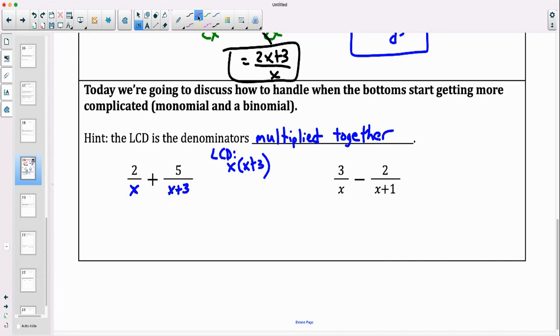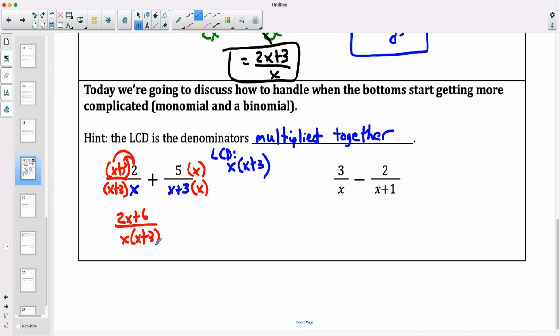So what we need to do is we need to take this first fraction. It has an x on the bottom, but it doesn't have an x plus 3 yet. So I need to multiply the top and the bottom by x plus 3. This fraction over here has an x plus 3 already, but it doesn't have an x yet. So it's going to get multiplied by x over x. And then with this one, you just have to be a little bit more careful with distribute. So I need to distribute this 2 in. So the top would look like 2x plus 6. Okay, and then on the bottom, we have an x and an x plus 3.